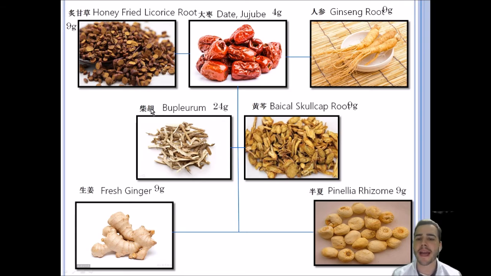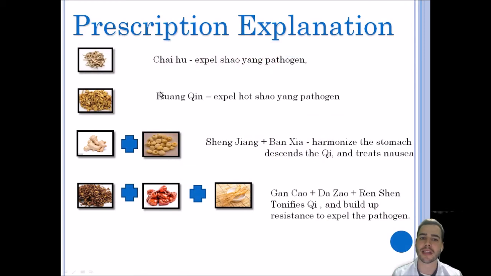We are going to use Chai Hu and Huangqin. Chai Hu we are going to use 24 grams, and Huangqin 9. What is the main function of this formula? To expel that pathogen from the Shaoyang, so we are going to harmonize the Shaoyang. That's why we are using 24 grams of Chai Hu to expel that pathogen. The pathogen is strong, that's why it's staying in your body, so we have to take it out from there.